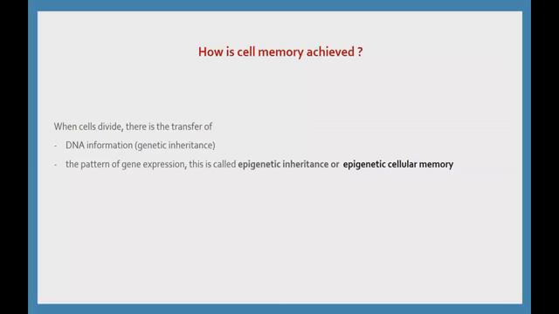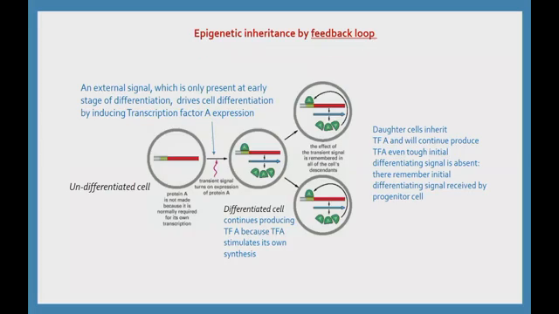So, yeah, there is transfer of DNA, and then there is the pattern of gene expression. The name for that is epigenetic inheritance, or epigenetic cellular memory: the whole pattern of gene expression that is transferred to the daughter cell. How does this happen? Well, many people are looking at that because it's of course super important, and sometimes it's good, sometimes it's not good.